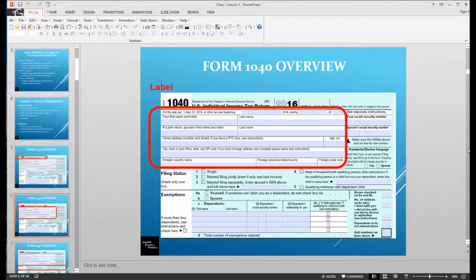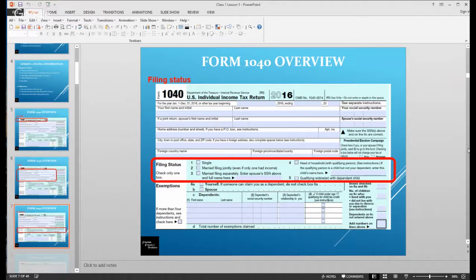The next section of the form is actually referred to as the label. Back in the olden days when the IRS mailed out the instructions along with your 1040, there was a label attached to the back of that, which would allow you to just simply peel the label off, put it onto your return, and if no information changed, the IRS's information was correct, you could proceed forward.